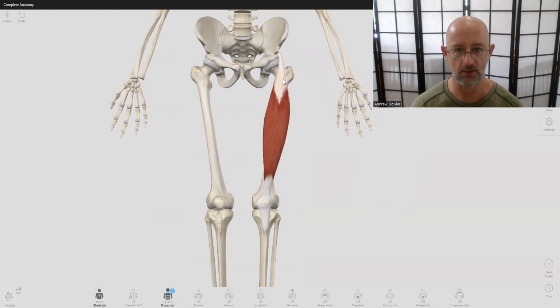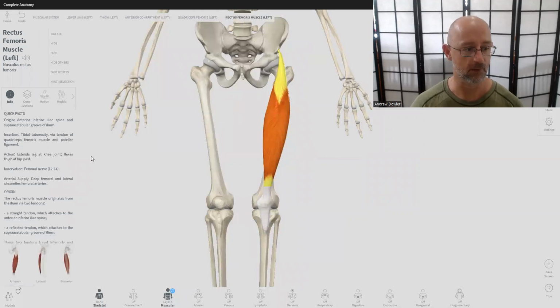So that's the quadricep, rectus femoris. Action: extends the leg at the knee joint and flexes the hip at the hip joint. So we'll look at that in a minute. Innervation, L2 to L4.